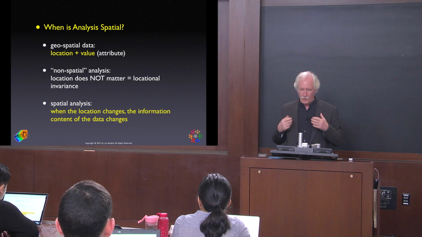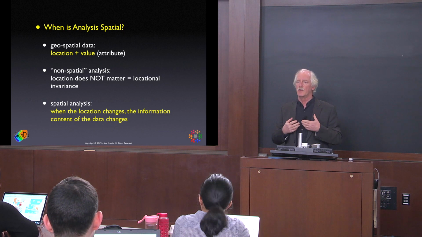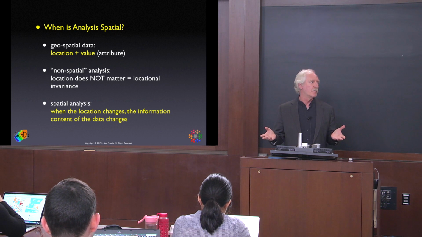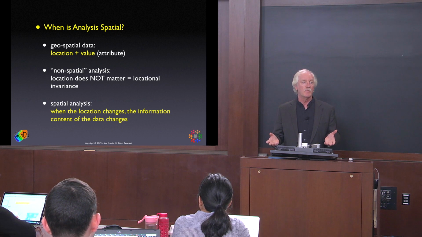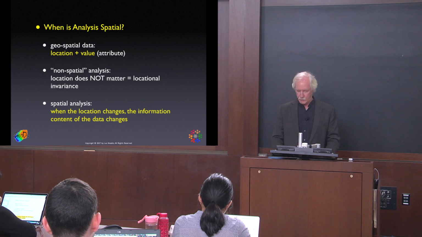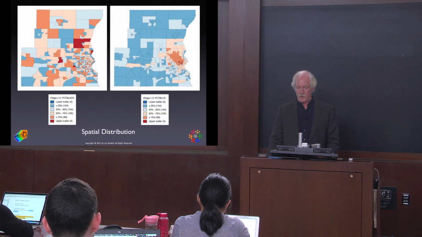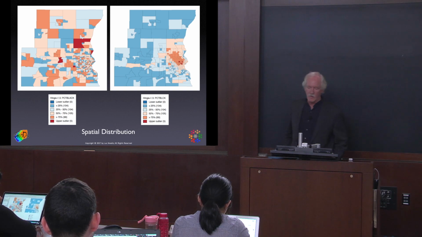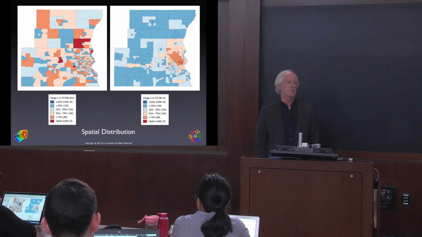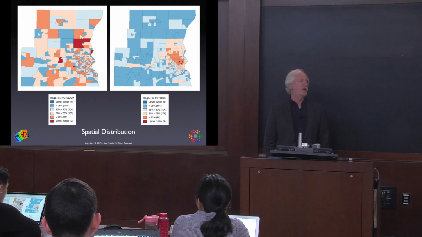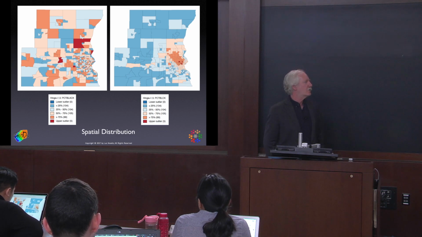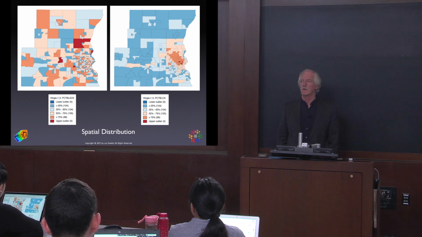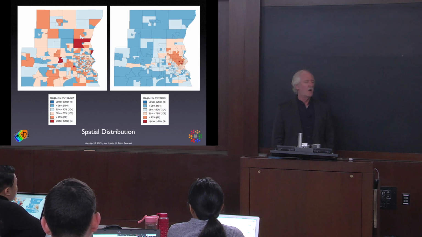So the concept where you don't need spatial analysis is called locational invariance. So it doesn't matter. But when it does matter, you will need spatial analysis. And let me just give you an example that, again, many of you might have seen before. These are two Milwaukees. One is the real Milwaukee, the other one is a fake Milwaukee. These are census tracts in Milwaukee with the percentage African American.